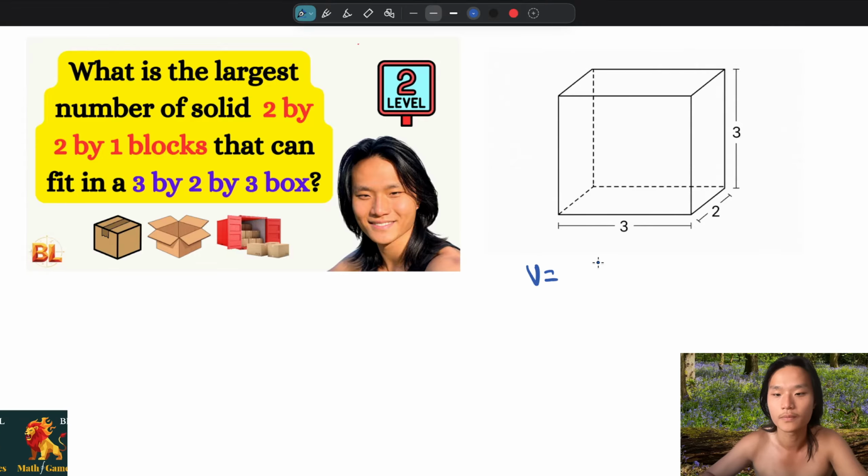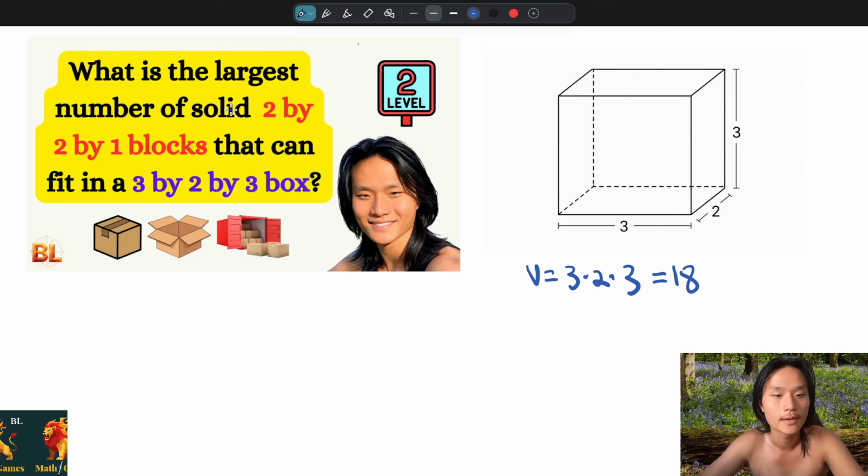So the volume is the product of all the dimensions. So we multiply 3 by 2 by 3. And so we have 6. And then 6 times 3 is 18. So the volume of this box is 18.